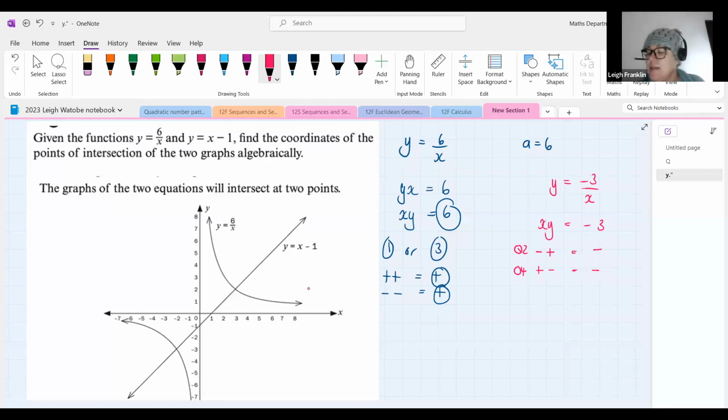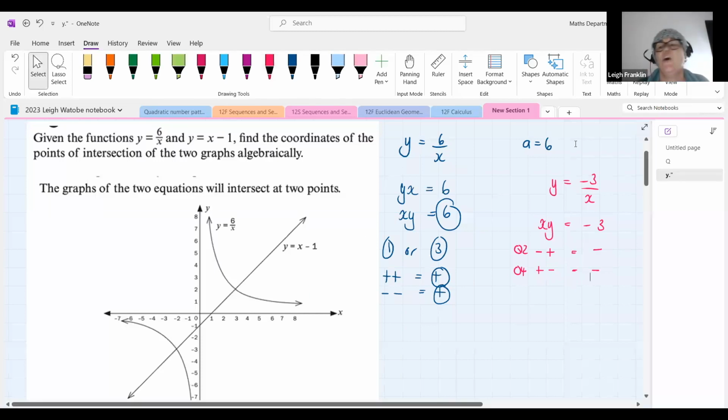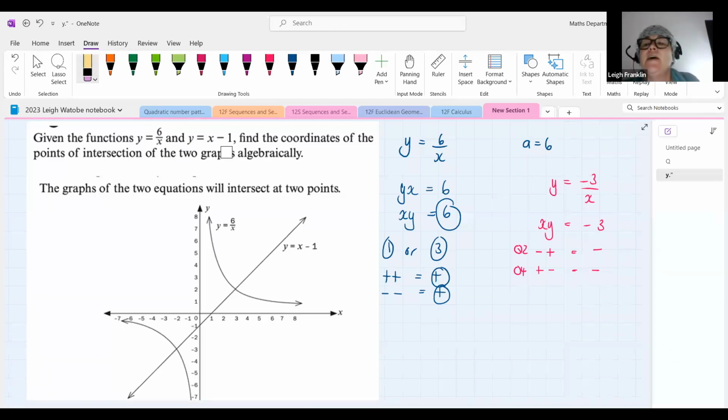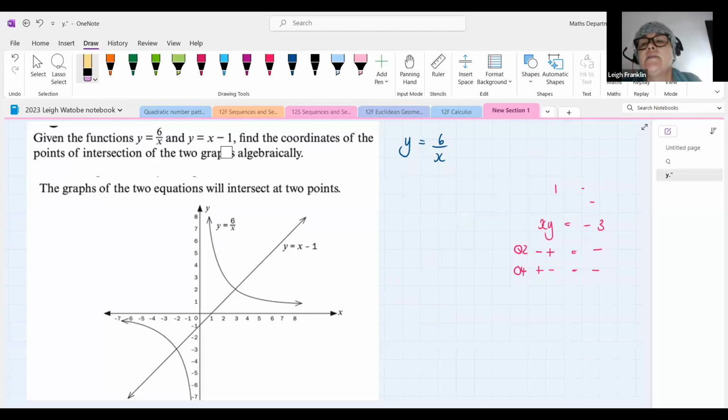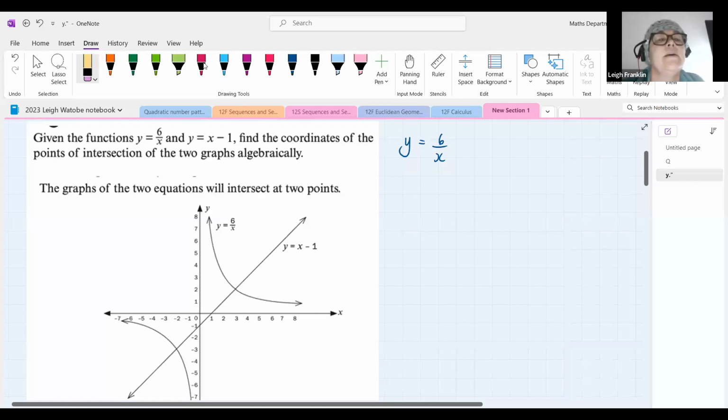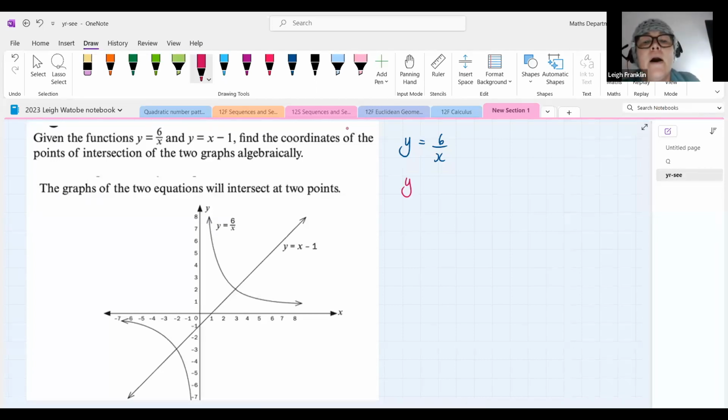Okay, so I'm kind of digressing a little bit, but I just wanted to check your understanding of functions, because I think it's important for us to remember all of this. So in this case, we have y equals 6 over x, and the other equation is y equals x minus 1. At the points of intersection, these two are equal to one another. So you would make 6 over x equal to x minus 1.